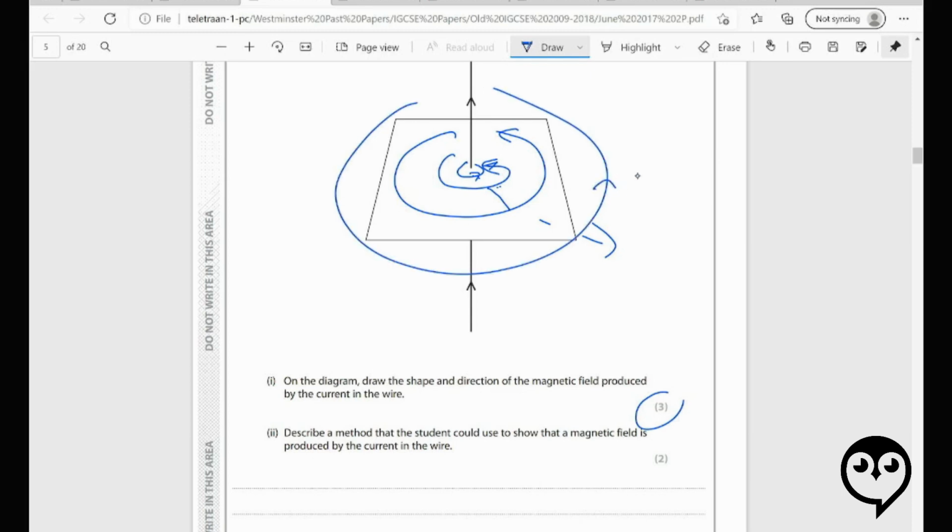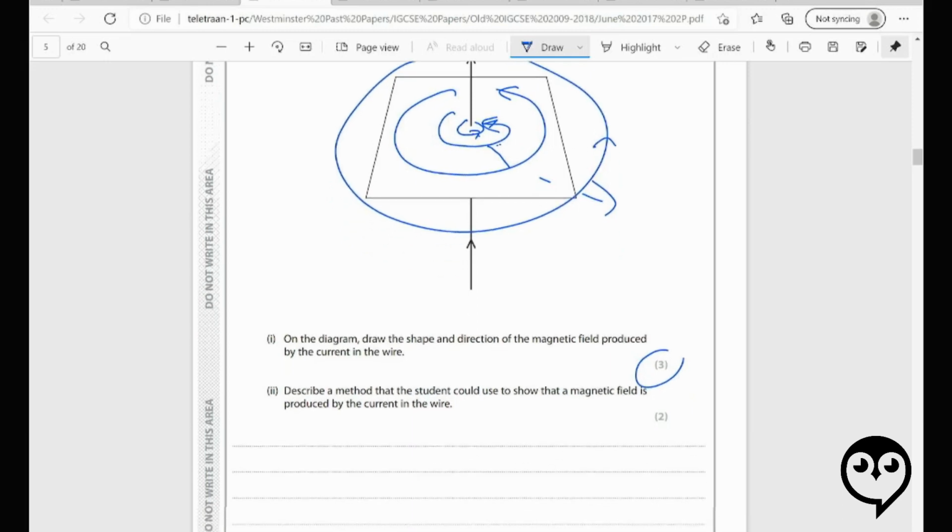I don't know. Okay. Describe a method the student could use to show a magnetic field is produced. Very typical question. Why don't we place some iron filings all along there, then you give the card a little tap, and they should line up in the magnetic field.